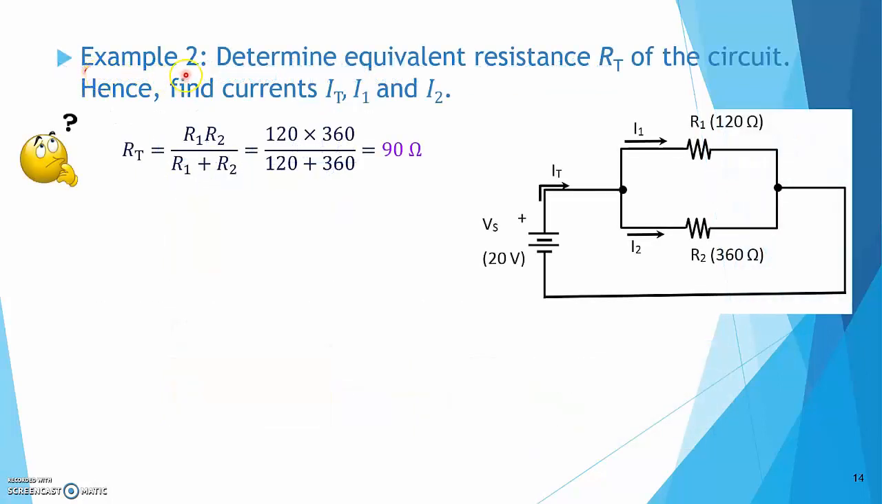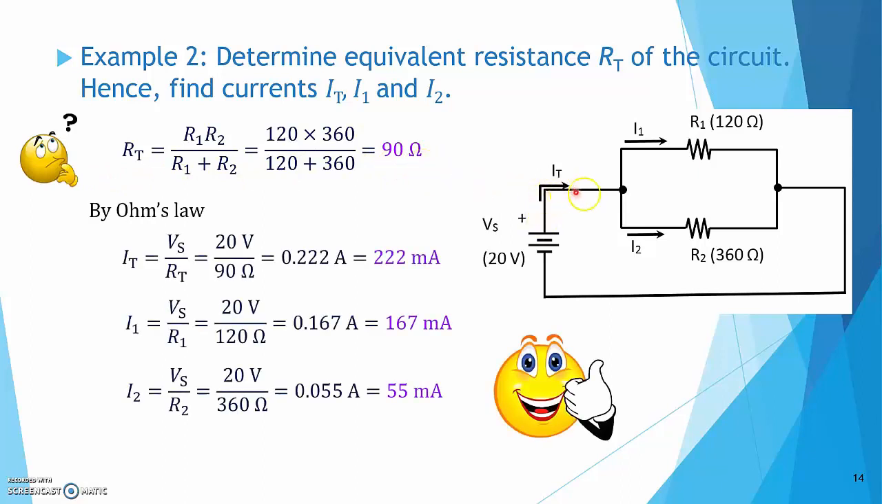Example 2. In this example, you are required to work out the equivalent resistance RT, the total current IT, and the branch currents I1 and I2. The total resistance can be found by applying this formula. The data R1 and R2 is given in the circuit diagram. Substituting them in, we can solve RT to be 90 ohms.